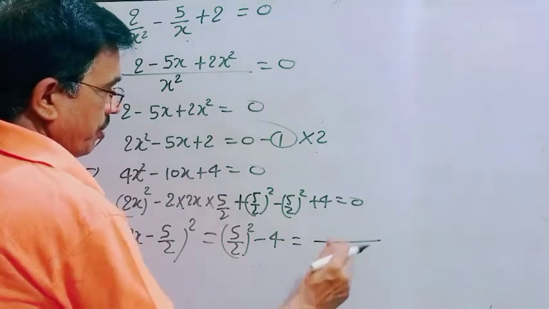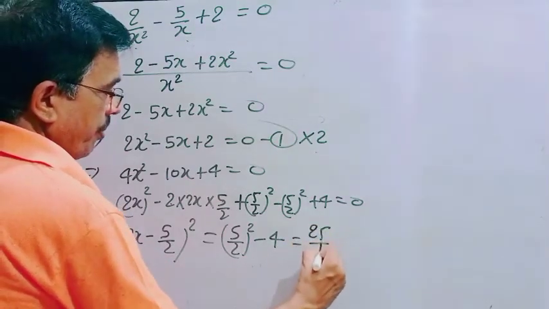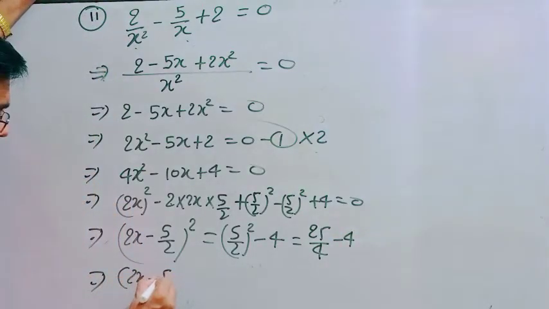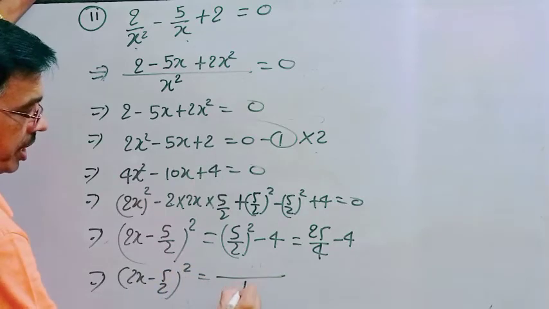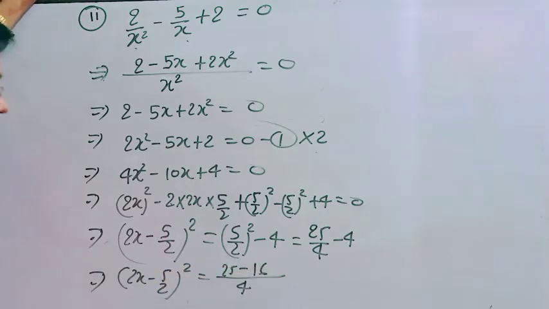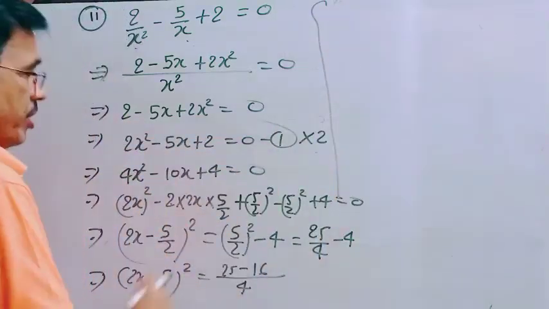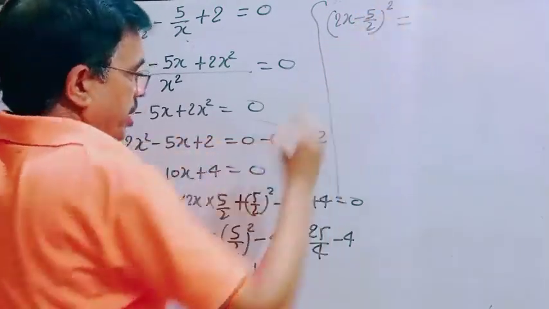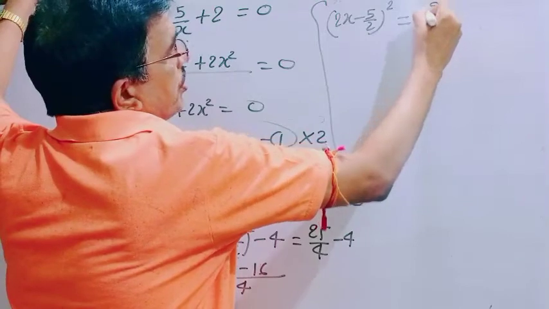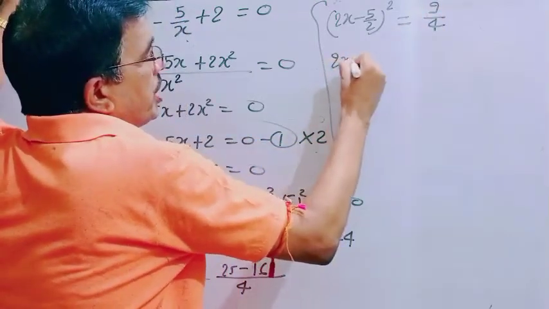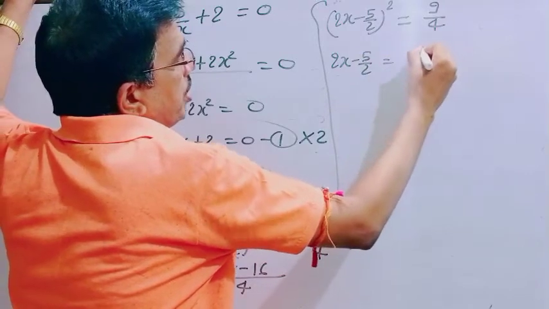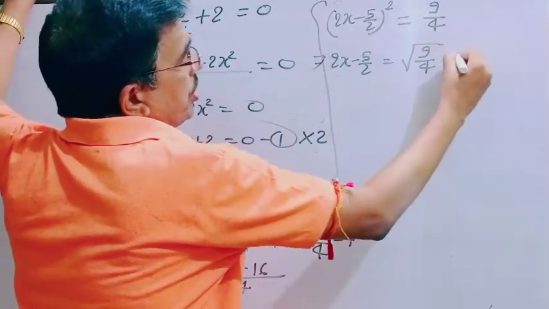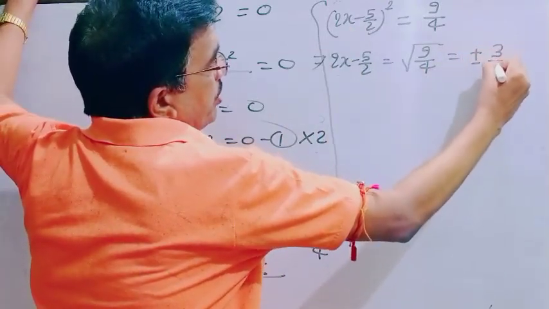Then take the LCM. Then it is 25 by 4 minus 4. So here is 2x minus 5 by 2 whole square is equal to, take LCM 4, that is 25 minus 16 by 4. What do you get here? 2x minus 5 by 2 whole square is equal to 9 by 4. Then 2x minus 5 by 2 is equal to the square root of 9 by 4, so it is plus minus 3 by 2.